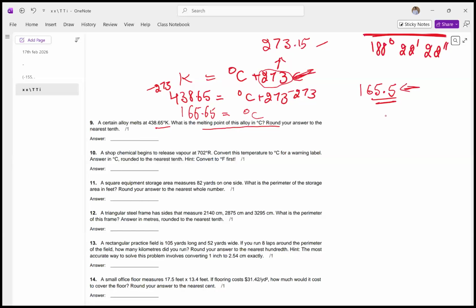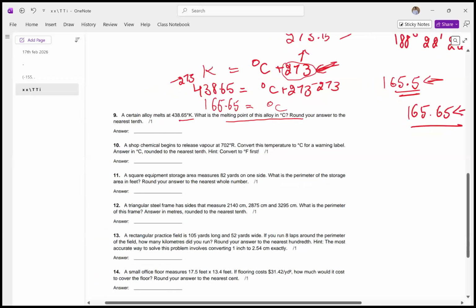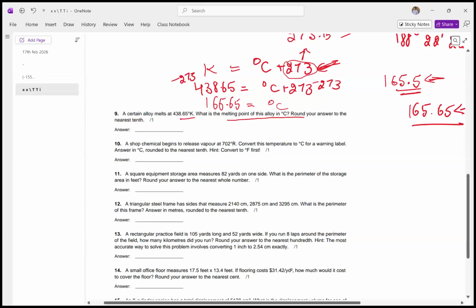If you mention this one or 165.65, okay. It's just a scale which we used with less accuracy. That's about it, and that's what is given to us in the formula booklet.